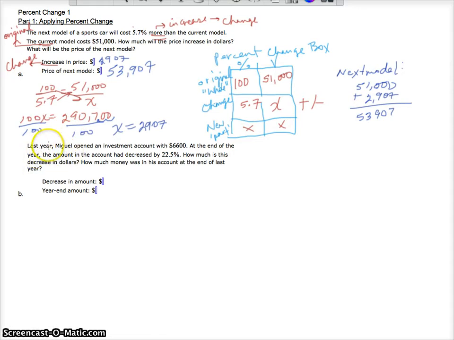Let's look at part B. Last year, Miguel opened an investment account with $6,600. At the end of the year, the amount had decreased by 22.5%. How much is the decrease in dollars, and how much money was in his account at the end of the year? So to find the decrease in amount, the first thing we're going to do is set up our percent change box.